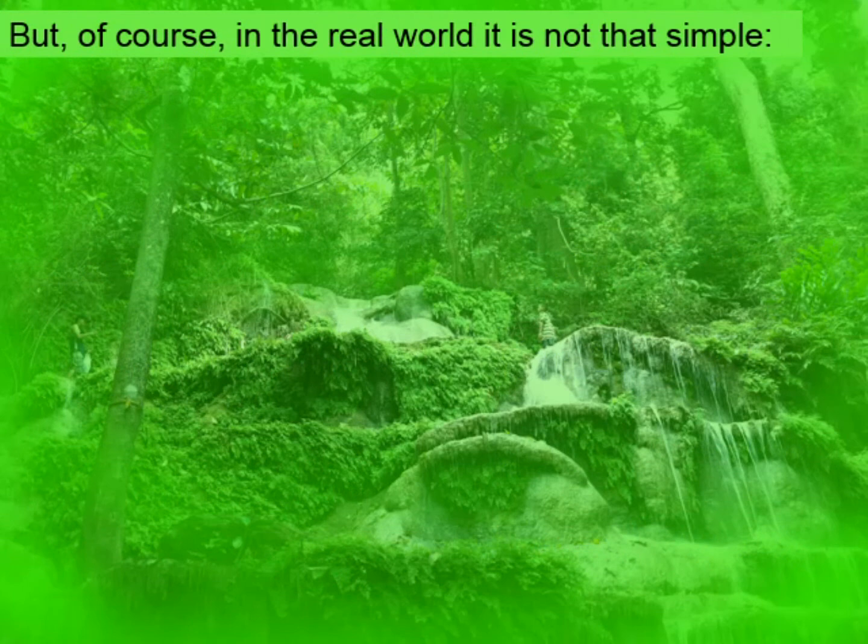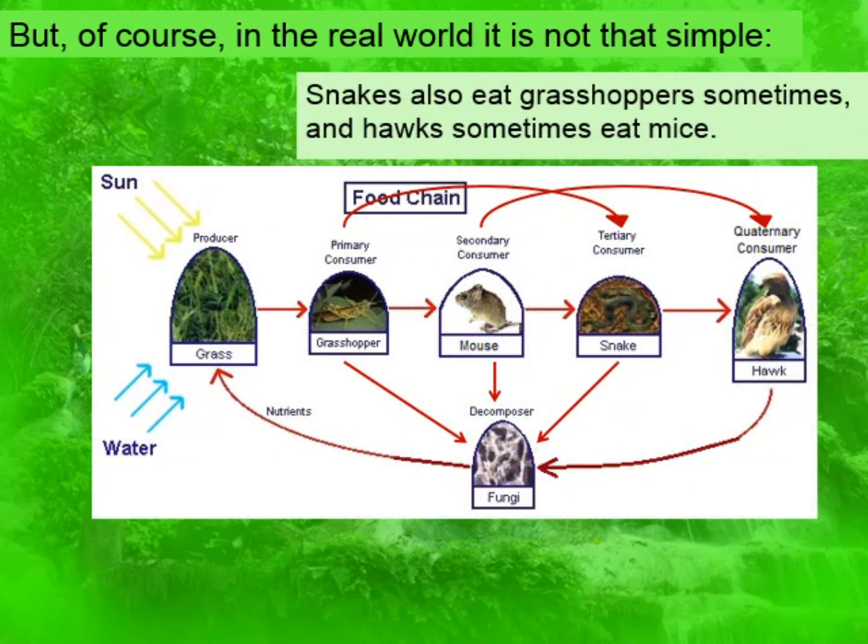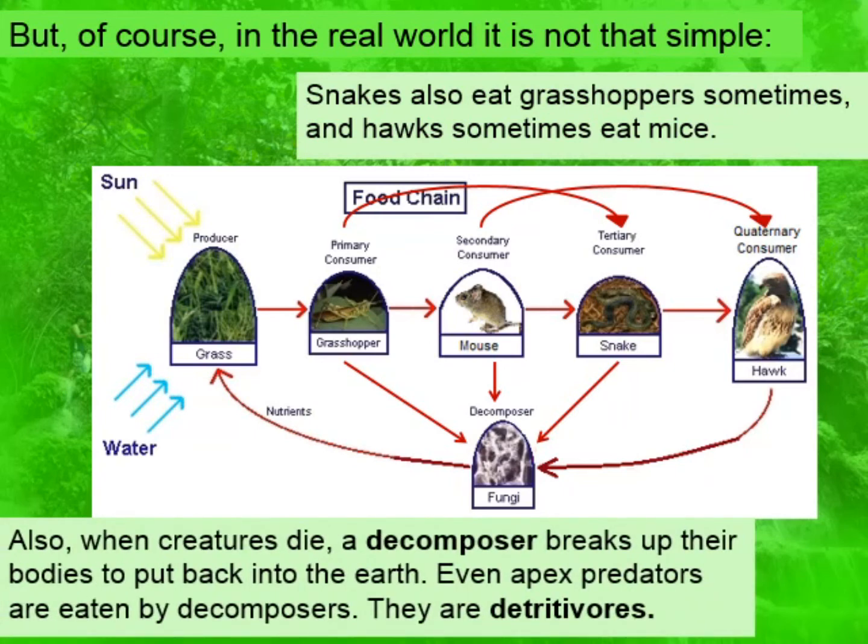But of course we've talked about this as if it were very simple, and it's almost always not. Snakes also eat crickets, and sometimes hawks eat mice. So creatures at different levels of the food chain can eat each other. And also, when creatures die from not being eaten, then a decomposer is required to break up their bodies to put back into the earth. And even an apex predator, when it dies, will be broken down by decomposers. And these are what we call detritivores.